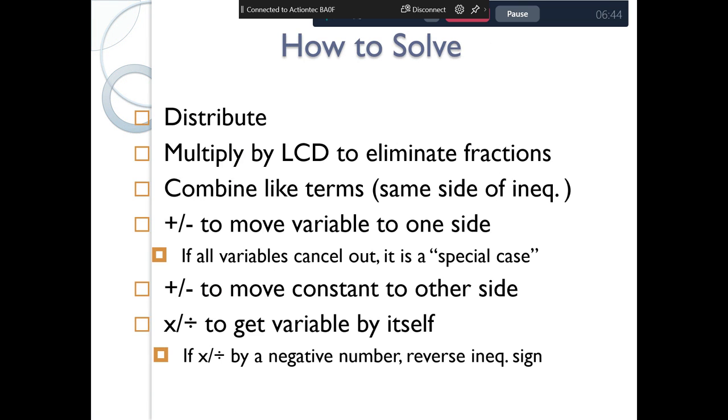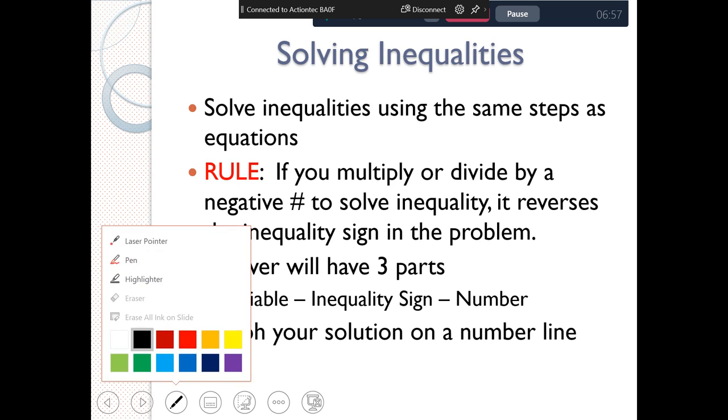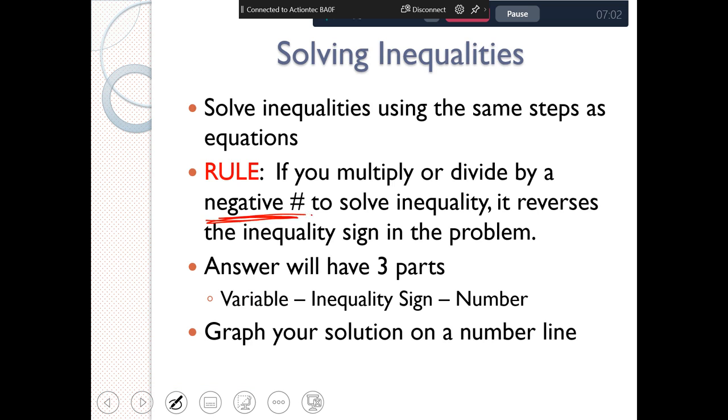We're going to add or subtract a constant to the other side, and then we're going to multiply or divide to get the variable by itself. However, there is a special rule when it comes to multiplying or dividing. If you multiply or divide by a negative number, it reverses the sign in the inequality problem.